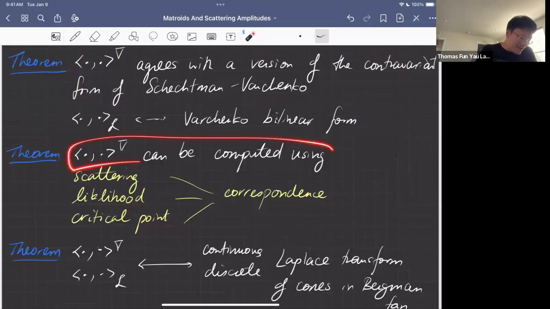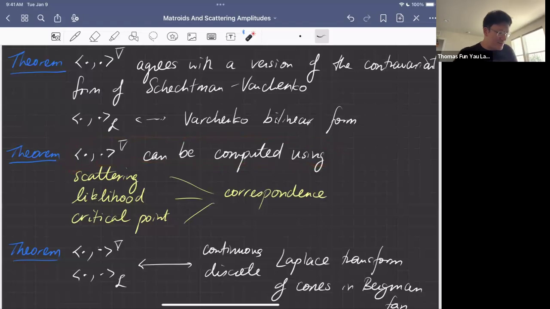This thing can be calculated using something that's called the scattering correspondence in physics, the likelihood correspondence in algebraic statistics, and it's also called the critical point equations by Varchenko maybe around 30 years ago. There's one way to calculate this form by summing over critical points. I'm going to try to explain what the combinatorics of this is.